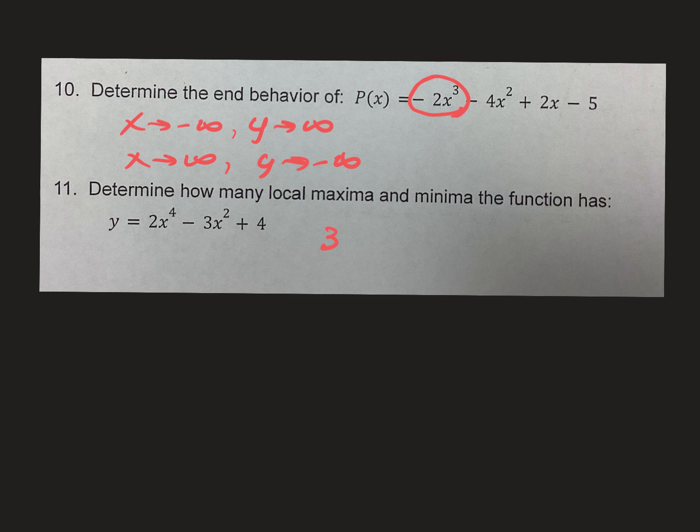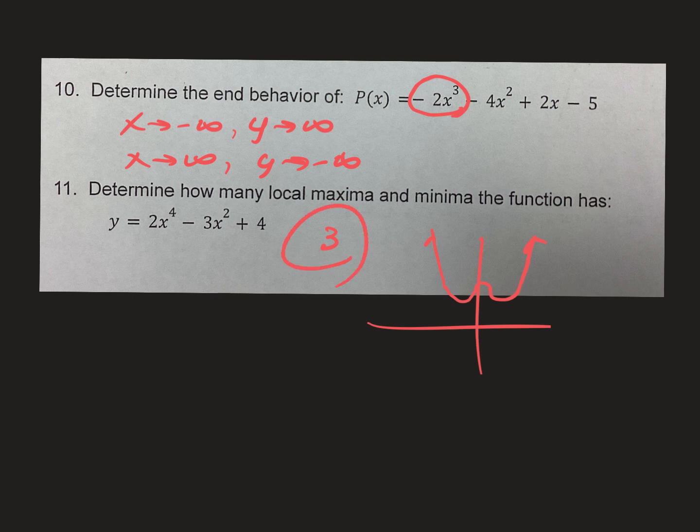But the most it can have is 3. Let's just punch in the calculator and see how many it's got. Let's punch it and graph it. Okay, I punched it. My graph looks similar to something like this, which means it's got 2 mins and 1 max. So it is 3 altogether.